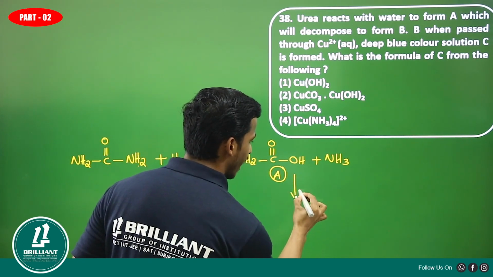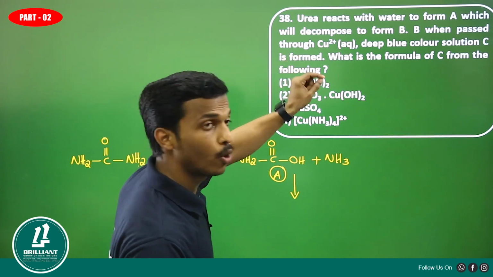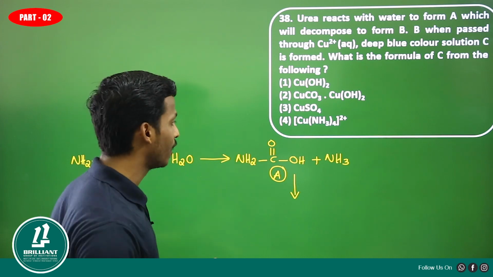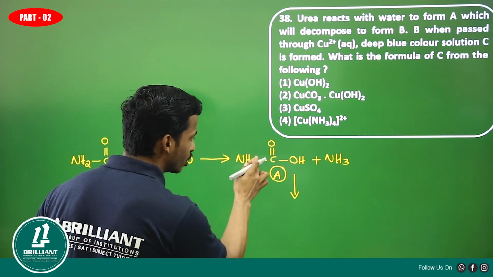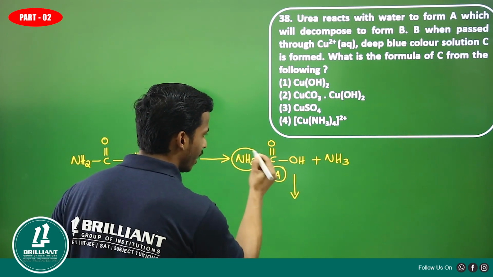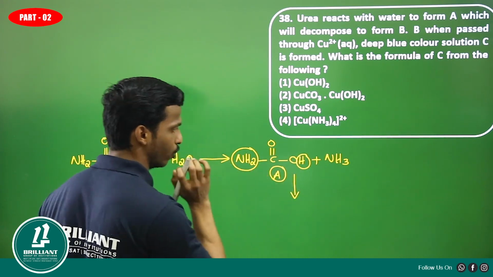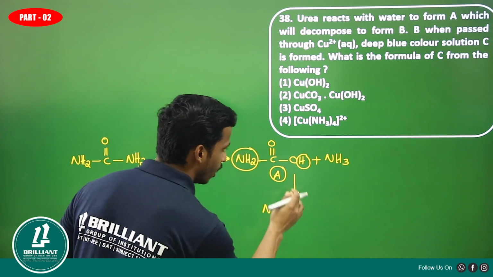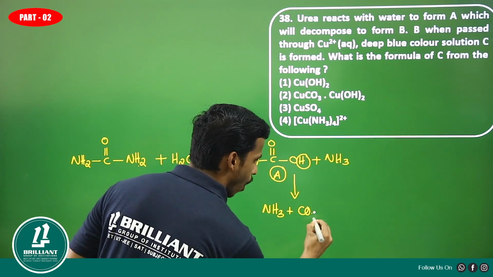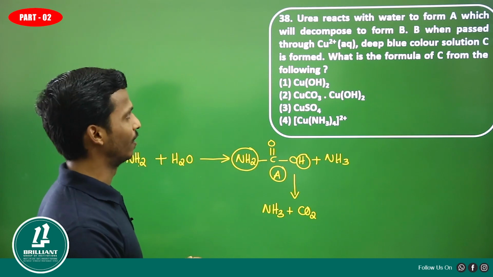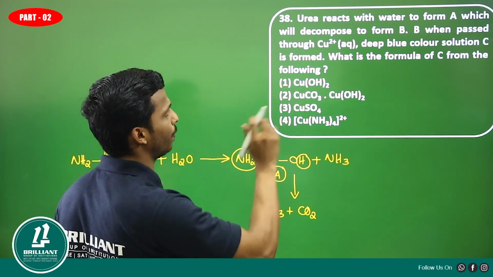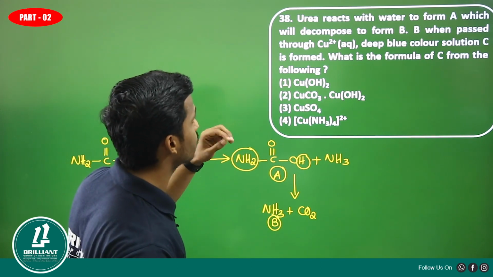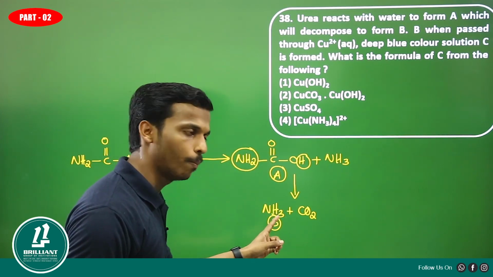And this compound A, on heating, will undergo decomposition, forming the product B. What is the product B? Children, NH2 and this H. Let me take NH2NH, which on decomposition, NH2H, what will you get? Ammonia, NH3. What is left here? Carbon dioxide. Okay. So, the compound B is forming, and ammonia is the compound B.